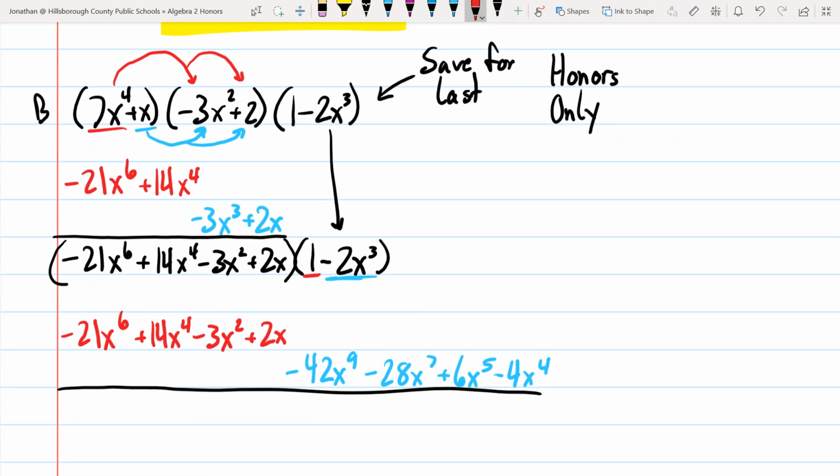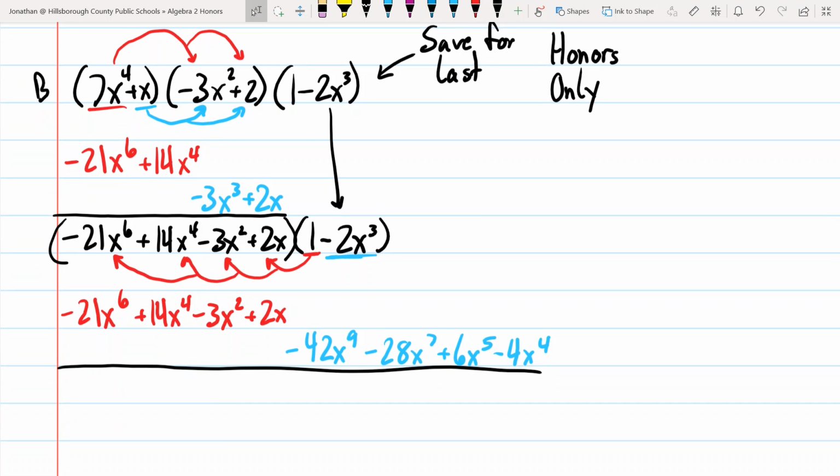You'll notice I didn't underline all of these little ones. I'm much more a fan of taking the 2 terms and multiplying it into all of these terms, as opposed to taking 4 terms and having 4 separate lines. So the red is the result of multiplying all of these by 1. The blue is the result of multiplying all of these by negative 2x to the 3rd power.